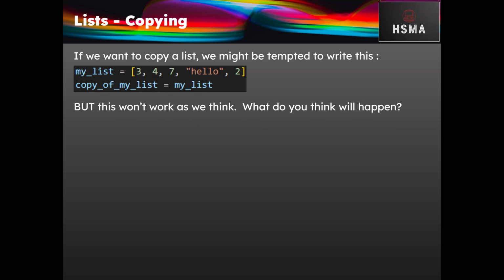Pass the pointer. Indeed it will. So what it's actually doing is not creating a nice copy of the list. What it's doing is passing what's known as the pointer to the list. That is effectively the bit in memory that tells Python where to look for this variable. And that's how this will work.